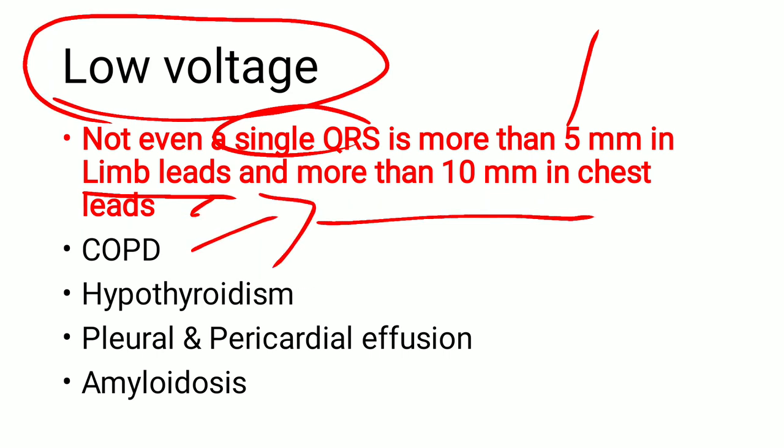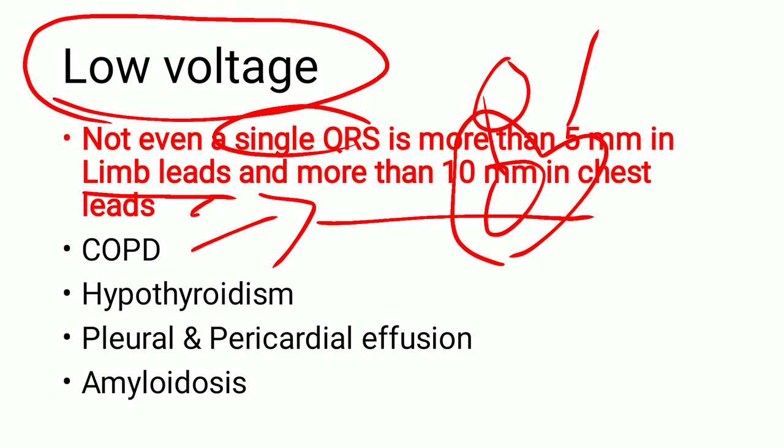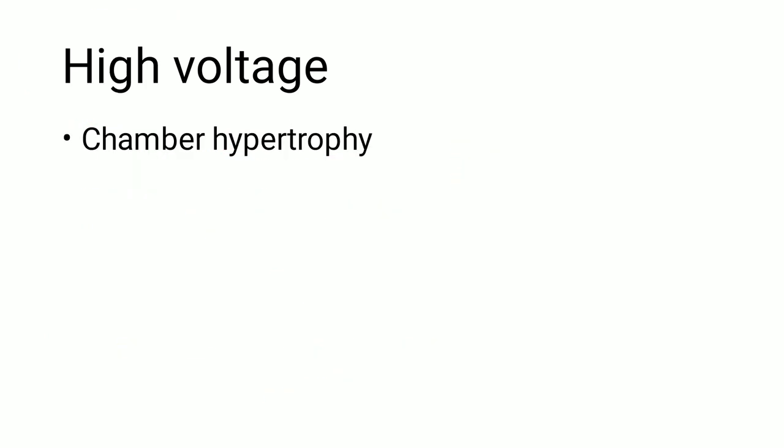In COPD, there will be a barrel shaped chest and your leads are pushed far away from the heart, so the patient will have low voltage complexes. Hypothyroidism, pleural and pericardial effusion, and amyloidosis. In amyloidosis, your myocytes are replaced by the amyloid protein, so the amount of current generated will be low, so the patient will have low voltage complexes. High voltage complex is usually seen in chamber hypertrophy, which we will see in another class.